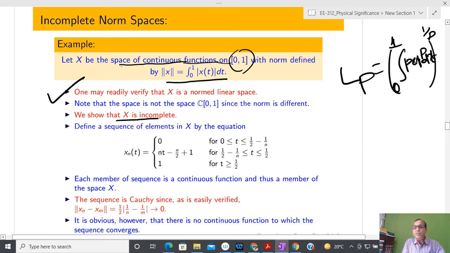It means that if you define the norm like this, with continuous functions, then you are in a dangerous situation. Due to that reason, whenever we are solving an optimization problem, we do not define the norm like this.